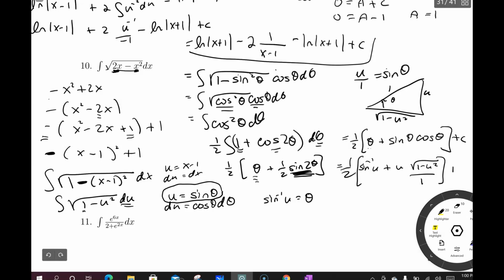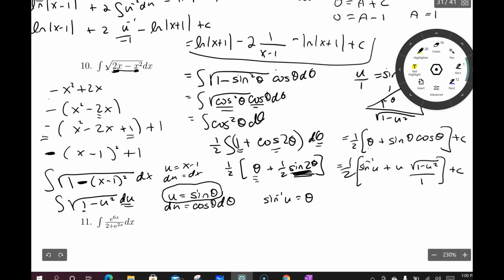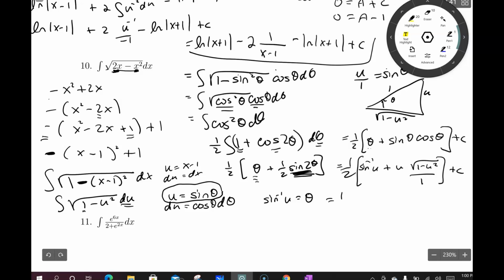Over 1, plus c. And to finish it off, put back what the u is equal to. And what was the u equal to? The u is equal to x minus 1. So x minus 1, square root of 1 minus x minus 1 squared, plus c.